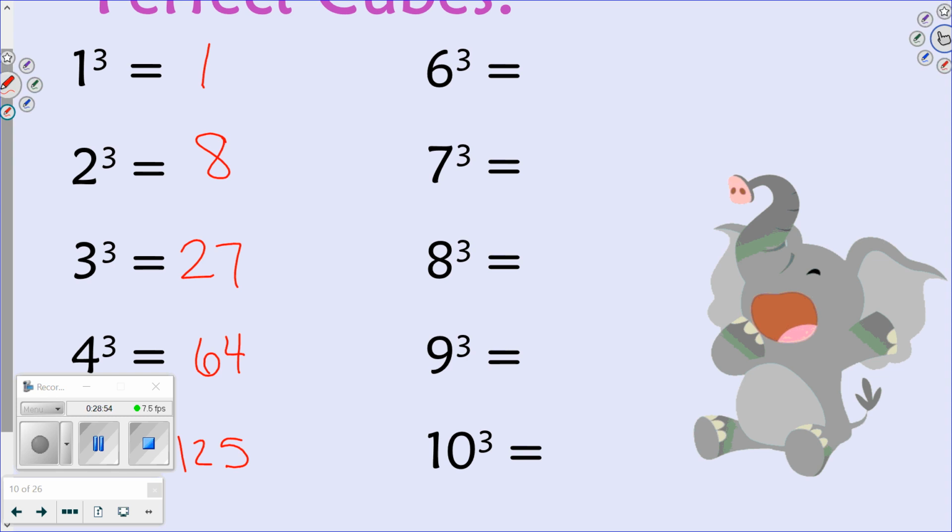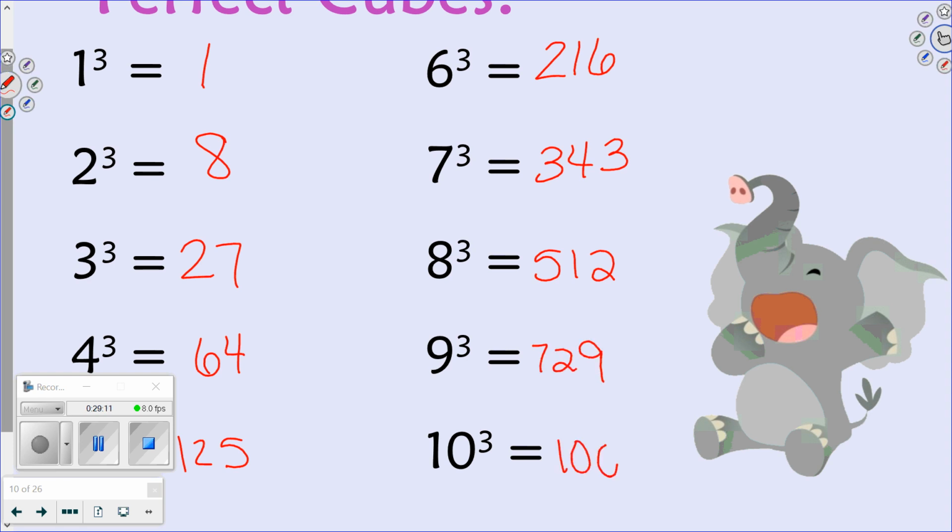Calculator. Yeah, 216. 7 cubed is 343... 8 cubed is 512. 9 cubed. And 10 cubed. That's 1,000. All right, guys, I don't expect you to memorize the list. You have a calculator. You can create the list at any time. However, I want you to start to recognize those numbers.